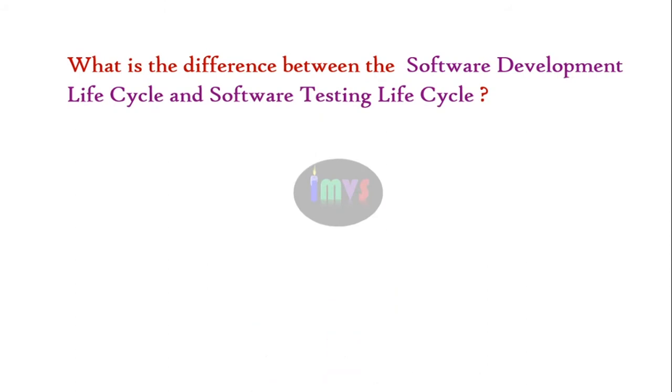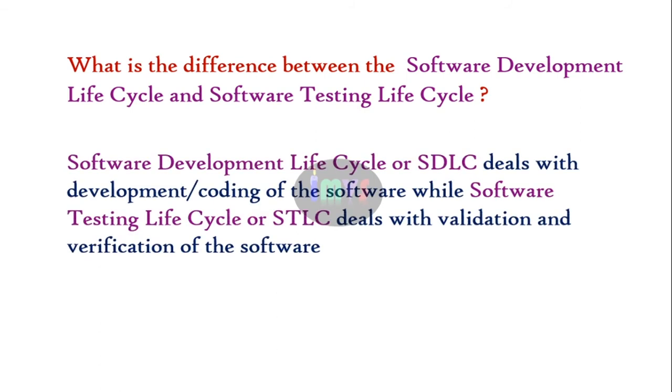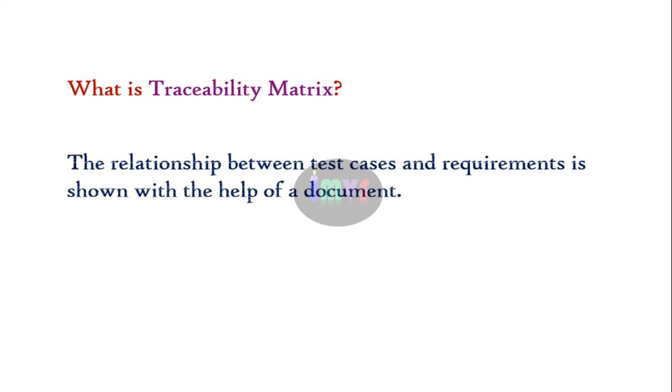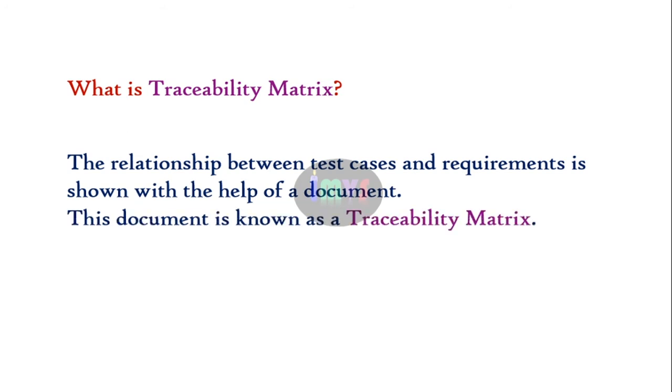What is the difference between the software development life cycle and software testing life cycle? Software development life cycle or SDLC deals with development coding of the software, while software testing life cycle or STLC deals with validation and verification of the software. What is traceability matrix? The relationship between test cases and requirements is shown with the help of a document. This document is known as a traceability matrix.